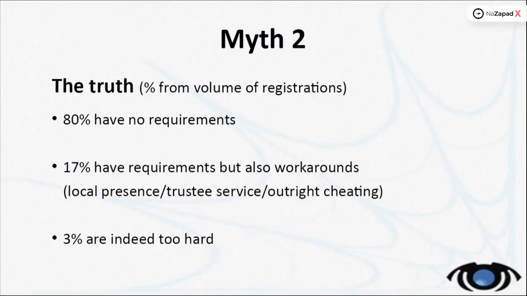So this is the actual data from our database, because we know how many domains are registered in each ccTLD, and about 80% have no requirements or extremely easy to bypass ones. 17% have some requirements that you do have to worry about. For example, .ca, you have to be Canadian. .eu, you have to have an address in the European Union. That's why a lot of UK domain holders of .eu are going to lose their domains after Brexit if they don't do something sooner.